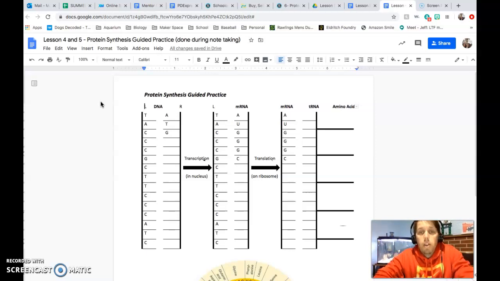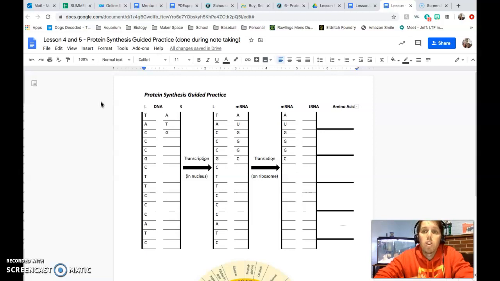Hey guys, I'm back to walk you through the second half of week 1, assignment 6. Yesterday, you went through and did the transcription part. Remember, transcription is simply the process where DNA is being turned into mRNA.